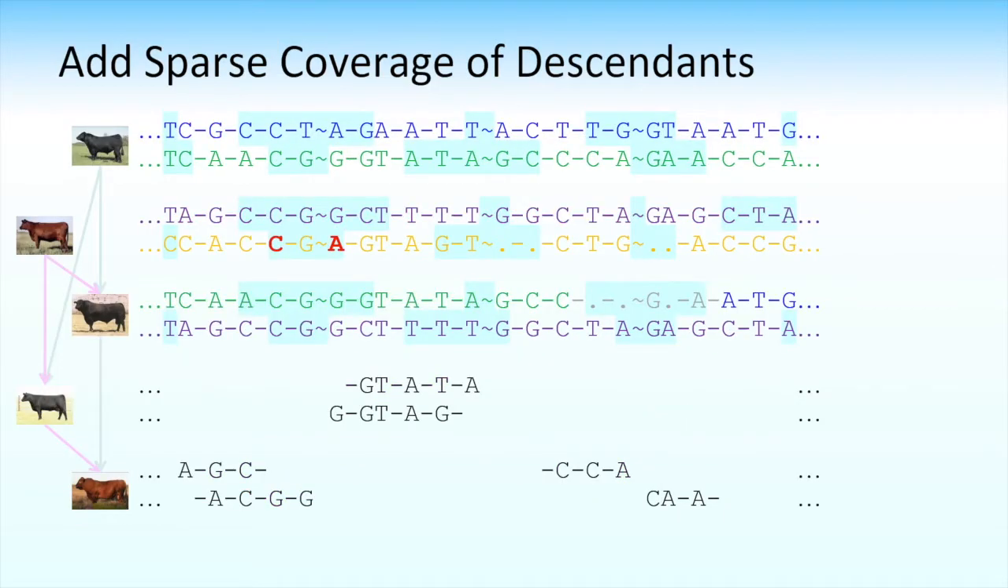So what if we use the pedigree in imputation? If the parents have reasonably complete and accurate sequence imputed, we can do a lot. To demonstrate this, we will add sparse coverage to the bottom two animals. By sparse, I mean lower coverage at lower cost than low pass, with reads correspondingly spaced farther apart.